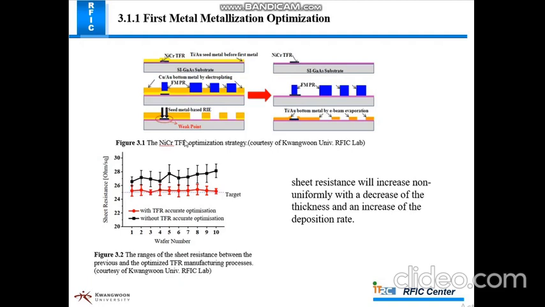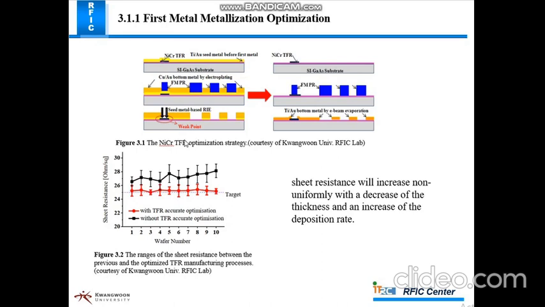First, metallization optimization. In this case, nickel chromium TFR deposition and also titanium and gold seed metal before first metal are deposited on gallium arsenide substrate. Here we use electroplating. In electroplating, metal is coated from another metal, and it has several disadvantages because deposited thin film thickness cannot be controlled. To minimize this problem, we can use electron beam evaporation techniques, and finally we use reactive ion technique.